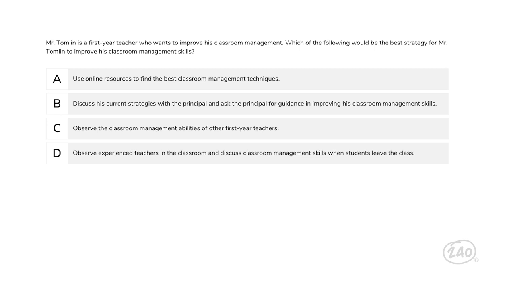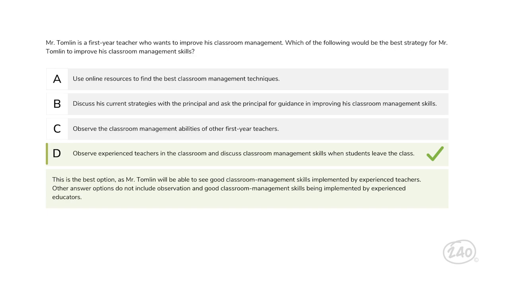Before answering this question, consider, in which choice can Mr. Tomlin see how the strategies are implemented? The answer is D. All right, here's our last question.